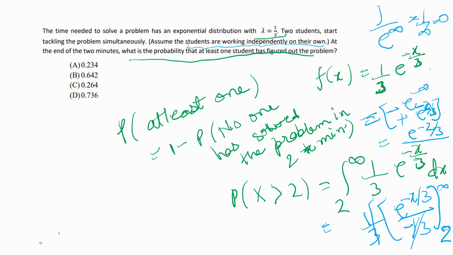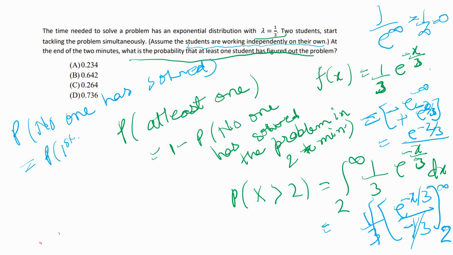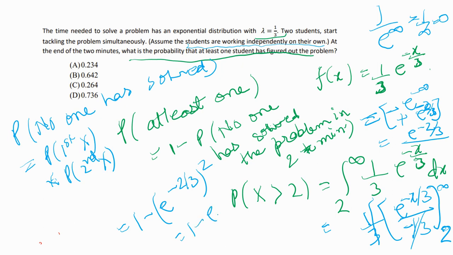Now, what is given here is that students are working independently on their own. When they are working independently, then the probability that no one has solved the problem will be equal to the probability that the first student has not solved the problem multiplied by the probability that the second student has not solved the problem. So for the first one it is e to the power minus 2 by 3. For the second one also it is e to the power minus 2 by 3. So this will be 1 minus e to the power minus 2 by 3 whole, so it will be 1 minus.